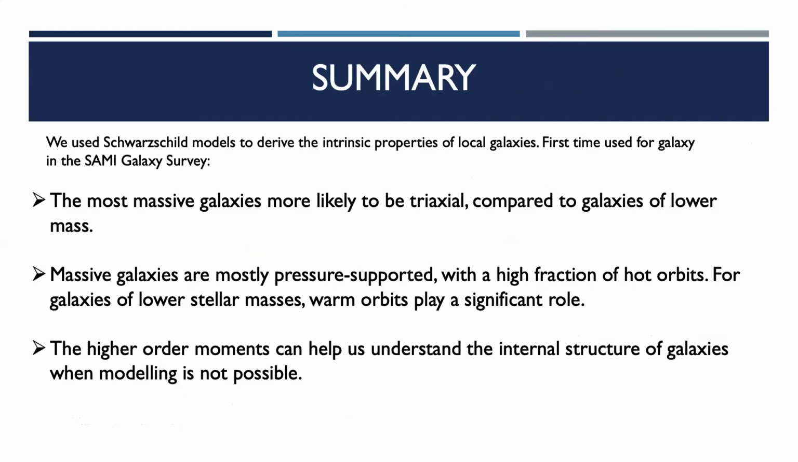But just to summarize, we used orbit models to derive the intrinsic properties of galaxies in the SAMI galaxy survey. We found that the most massive galaxies are more likely to be triaxial compared to galaxies of lower mass. And again, these most massive galaxies are pressure supported with a high fraction of hot orbits, while the warm component becomes more important for galaxies at lower masses. And then the higher order moments can really help us understand the internal structure of galaxies when modeling is not possible.